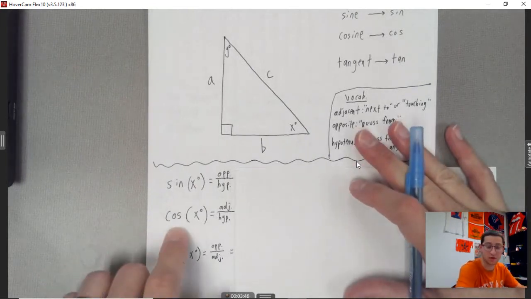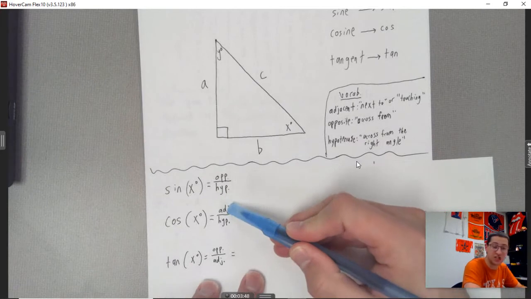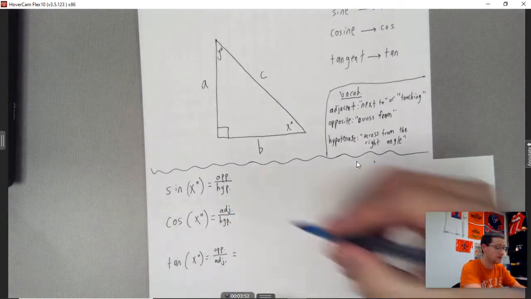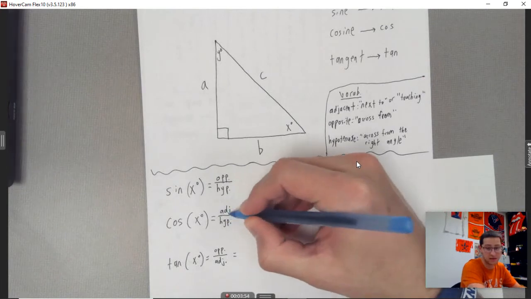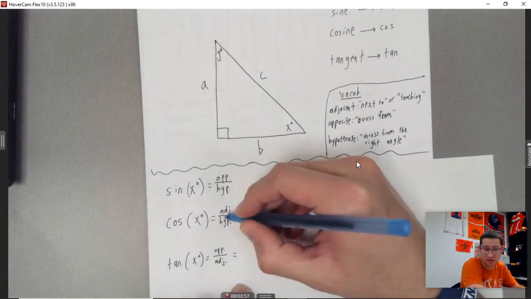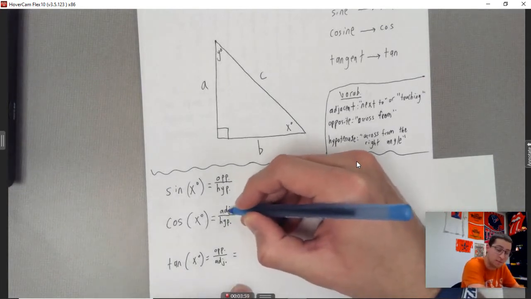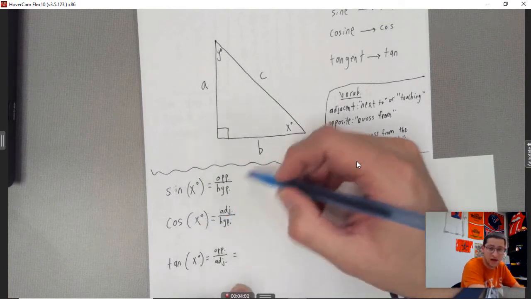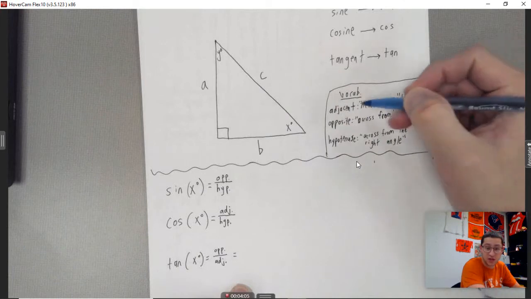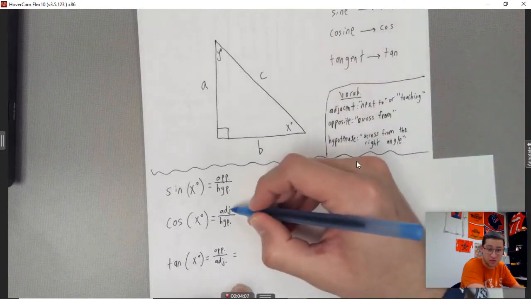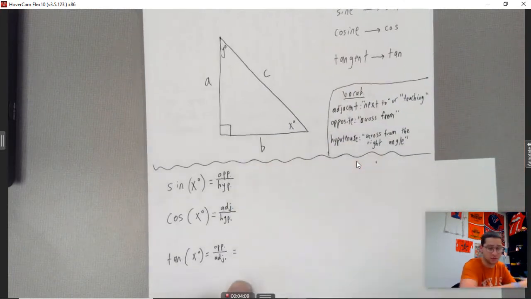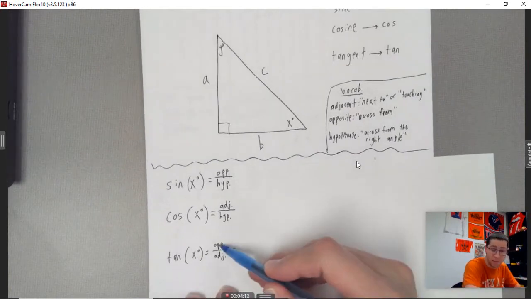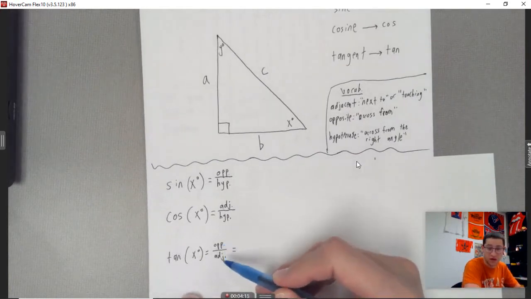Cosine is always going to be comparing my adjacent over my hypotenuse. Notice we have a dividing sign here. Yes, you can think about it as a fraction, but at the end of the day, it's a number divided by a number. So cosine of x is the adjacent side, which is next to, divided by my hypotenuse. And then tangent is just comparing the opposite side over the adjacent side.